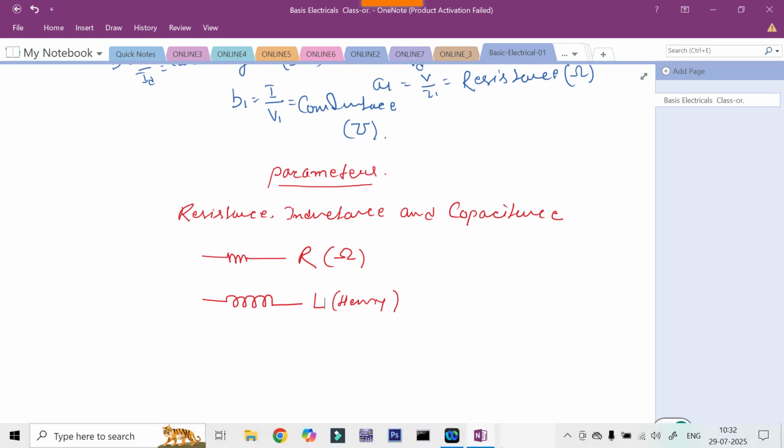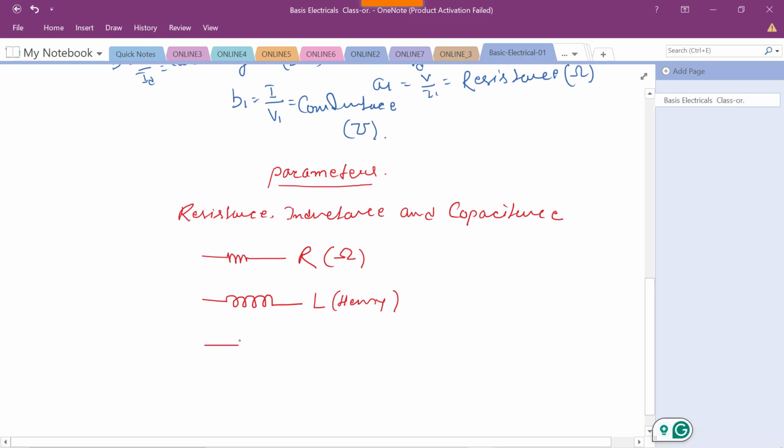The capacitance, this is the capacitance and it is denoted by C and the unit is microfarad or farad. Generally the unit of the capacitor is microfarad. Then there are three parameters in an electrical system. The first is the resistance, second is the inductance, and third one is the capacitance.